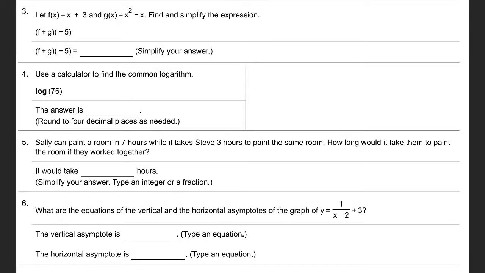Review problems. Problem number 3. Let f of x equals x plus 3 and g of x equals x squared minus x. Find and simplify the expression f plus g of -5.